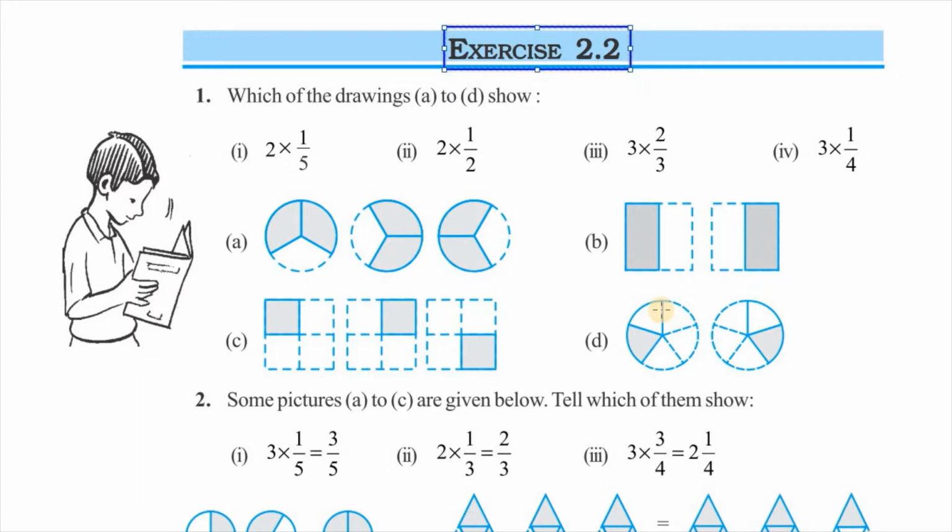Now let us find this one, D, and as you can see clearly the circle is divided into 5 parts and 2 parts have been chosen. So in the first circle you have chosen 1/5 and in the second one also 1/5. So this one is representing D.